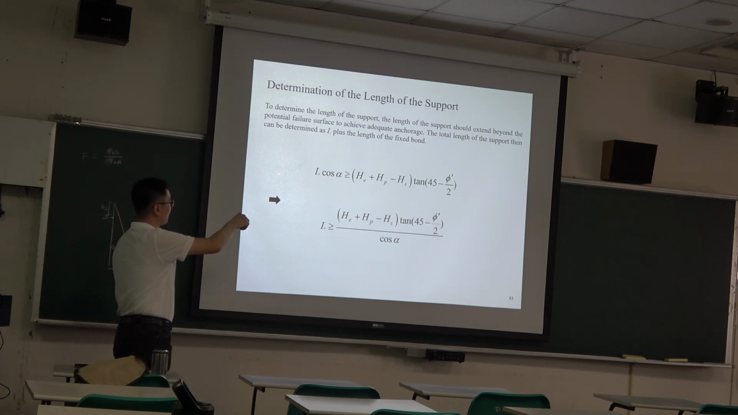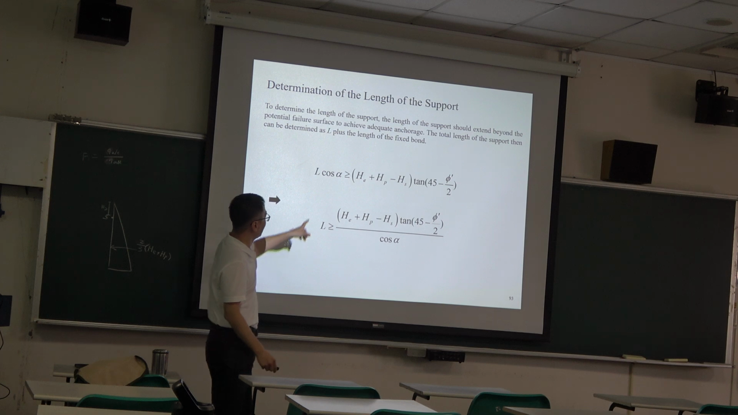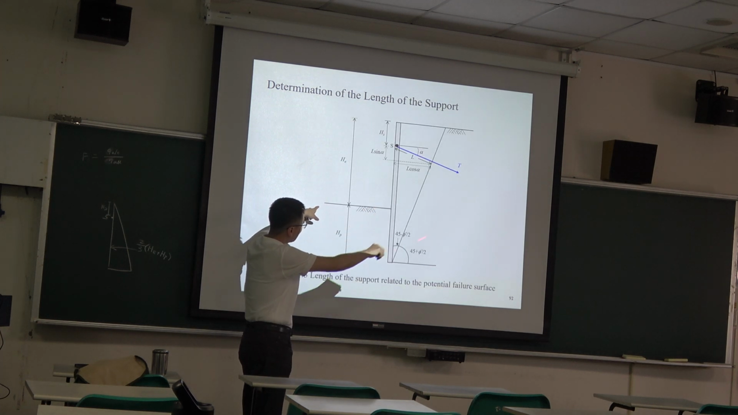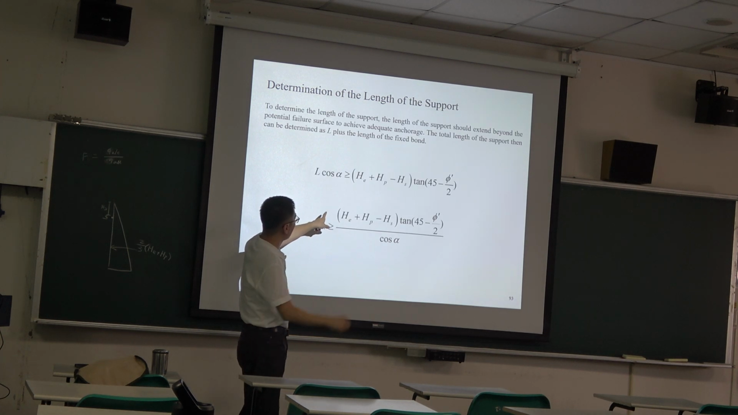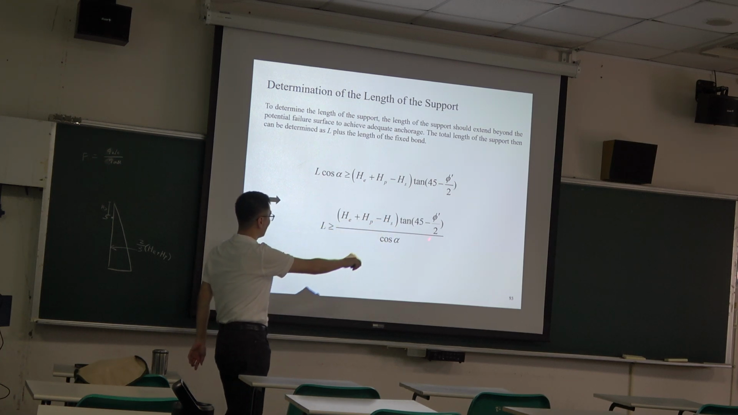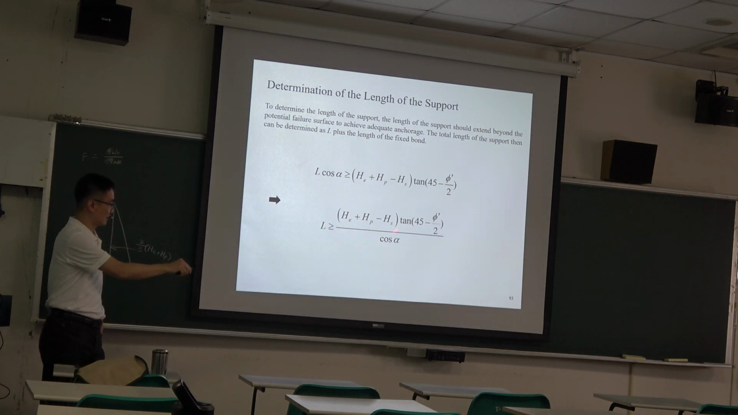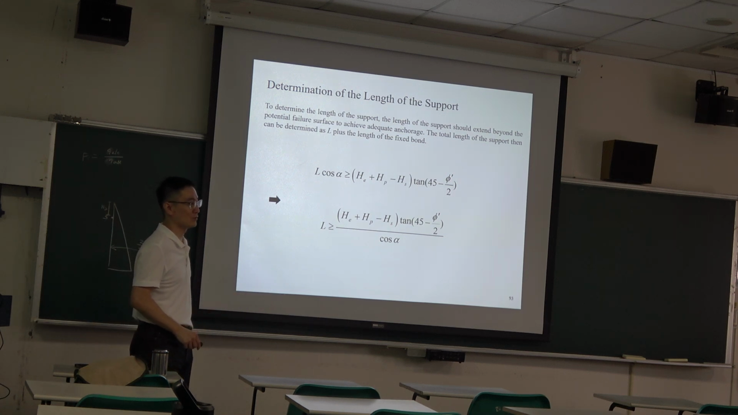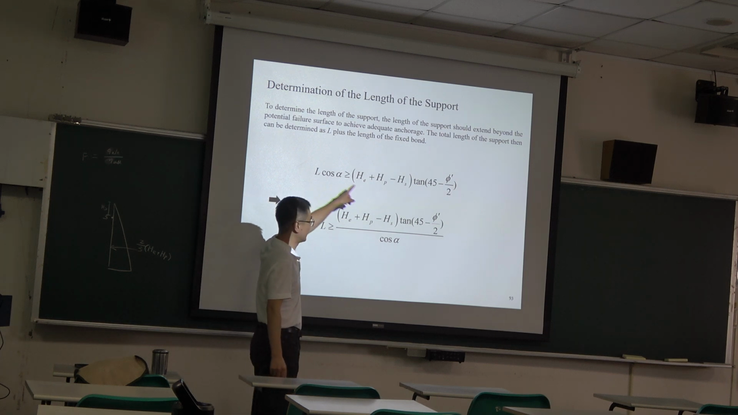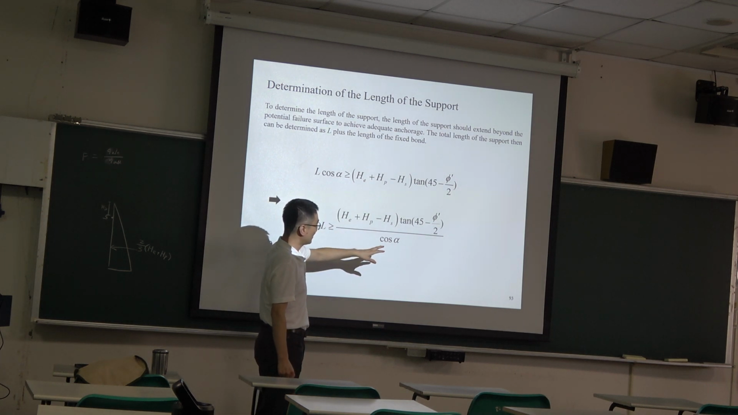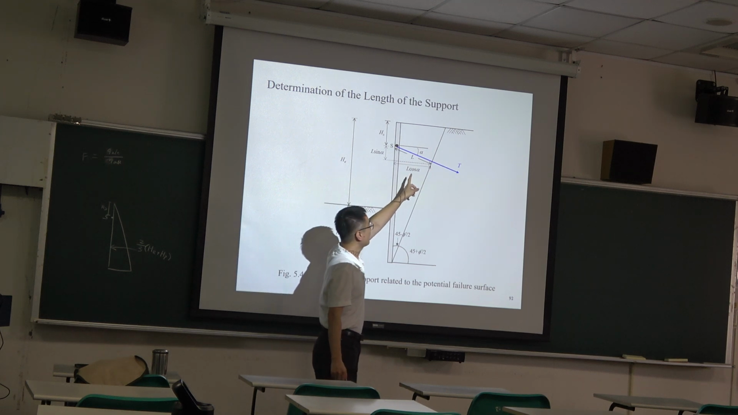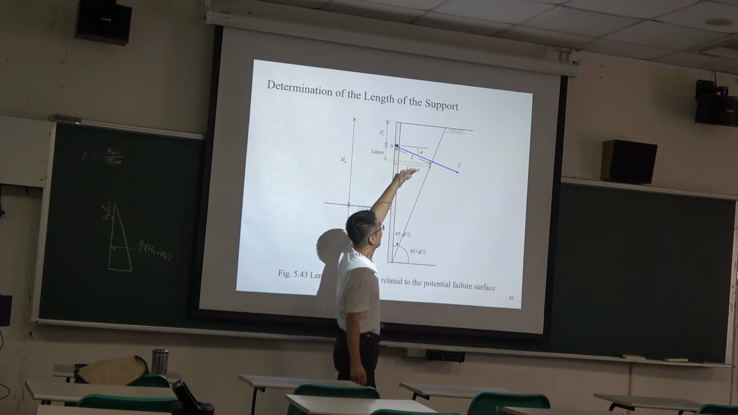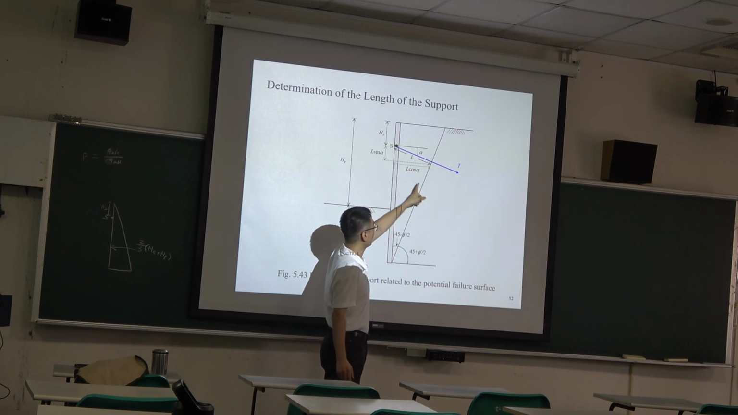For its potential length, we can determine it based on this relationship. The anchor length should satisfy this situation. We just use the equation to work out the answer. Remember, practically, there may be more than one layer of anchor, so for different depths, the required length could be different.